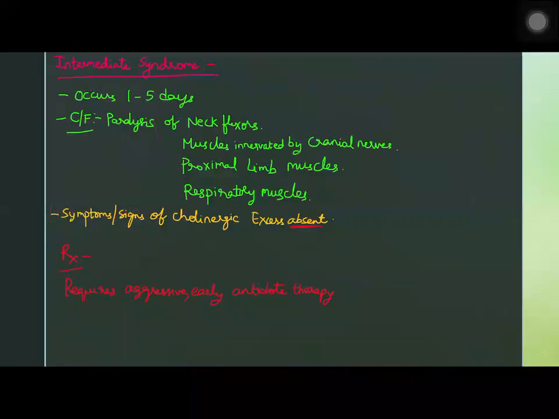And coming on to the intermediate syndrome. The intermediate syndrome occurs within 1 to 5 days. And the clinical features include paralysis of the neck flexors, muscles innervated by the cranial nerves, proximal limb muscles, and respiratory muscles. Symptoms and signs of cholinergic excess are absent here, which are present in the acute poisoning. And it requires aggressive early antidote therapy before the aging occurs.